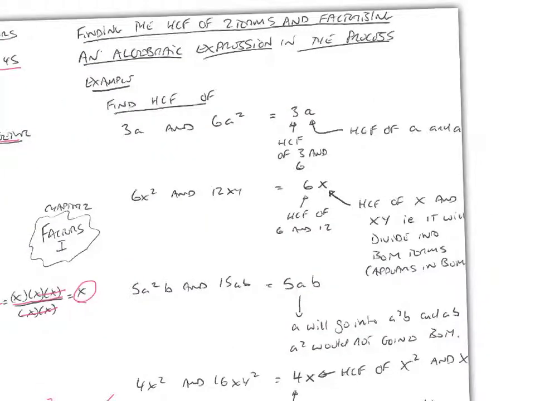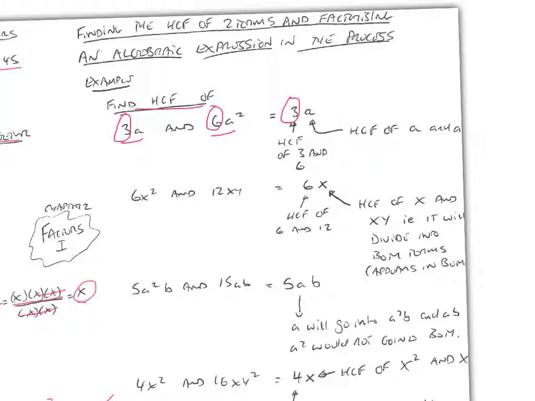Now, we're going to look at finding the highest common factor of two terms and then factorizing an algebraic expression in the process as we go on. But first of all, how do we find the highest common factor of two terms, like 3a and 6a squared? Well, the first thing to do is to look for the number and see which is the highest common factor of 3 and 6, and that's 3.